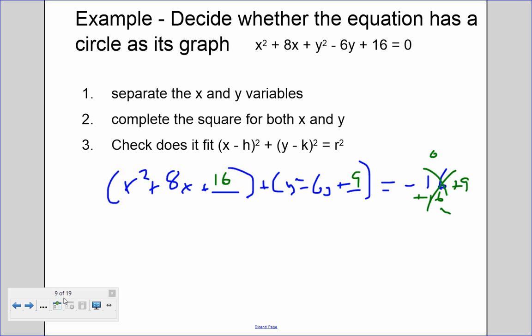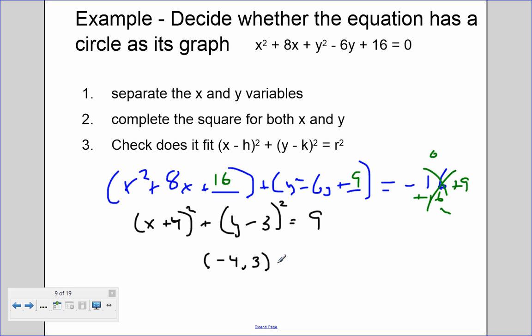Okay, so what it's going to look like now, when I get everything on this one, the reason why we complete the square is so we get it to look like this. X plus 4 squared. That should be a 4 squared plus y minus 3 squared equals, in this case, 9. So my center point is going to be a negative 4 and a plus 3. And the radius is going to equal 3.